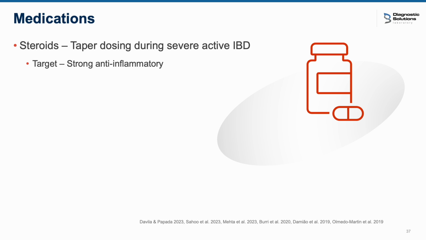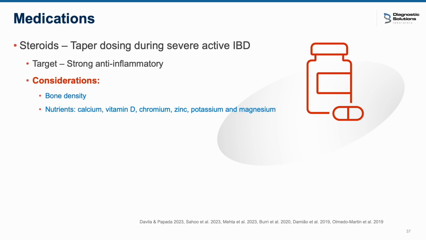Steroids are really, really commonly used to reduce a flare, to get people out of a severe active IBD flare. These are strongly anti-inflammatory and immunosuppressive. Some clinical considerations from a functional standpoint would be bone density. If steroids are used frequently or for longer term, you want to consider bone density. And then some of the many nutrients that could be depleted here would be calcium, vitamin D, chromium, zinc, potassium, magnesium. You can do a full nutritional assessment on your patient at any time, but these are ones that are fairly classic for steroid use.